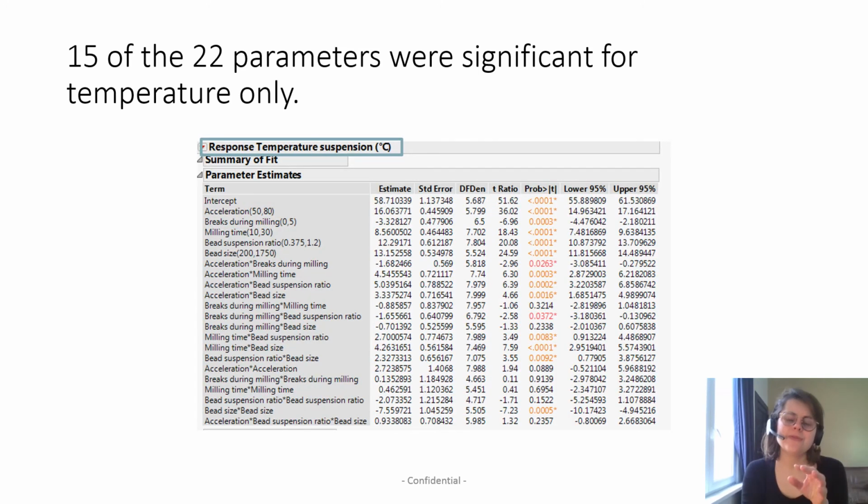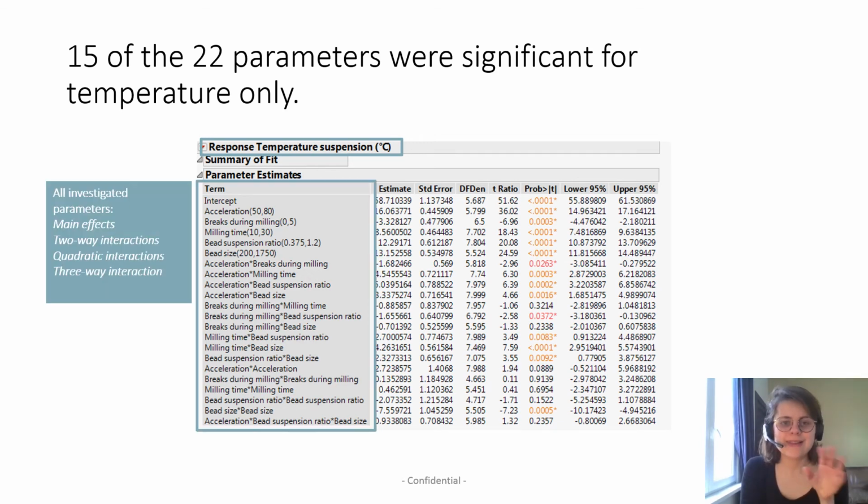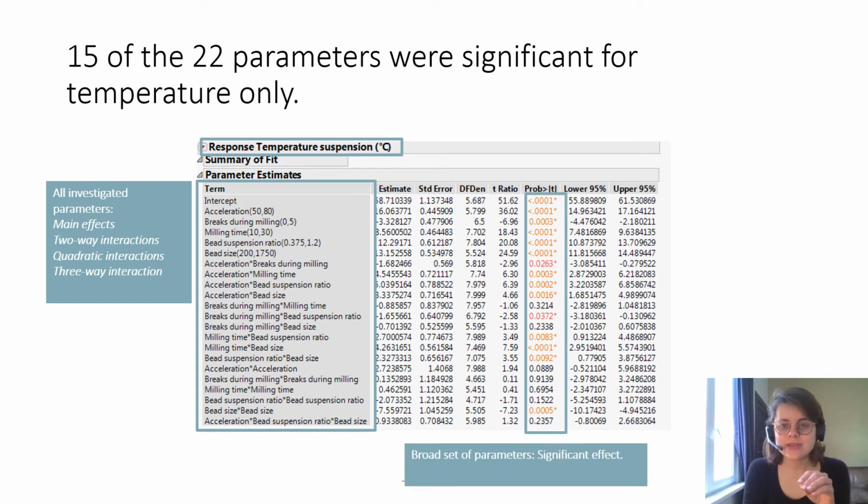Because, for example, for temperature, we found that 15 of the 22 parameters were already statistically significant. If we look at the left-hand side, you see all these investigated parameters: the main effects, the two-way interactions, quadratic interactions, and the three-way interaction. Let's look at this fifth column. Every time this value is colored in orange or red, it means that it has statistical significance, and it's quite clear that this broad set of parameters were statistically significant, so having an effect on the temperature.